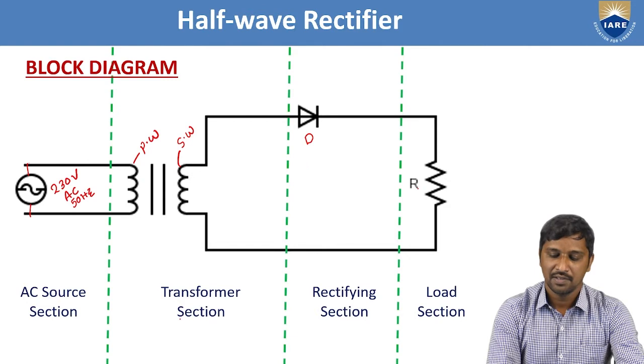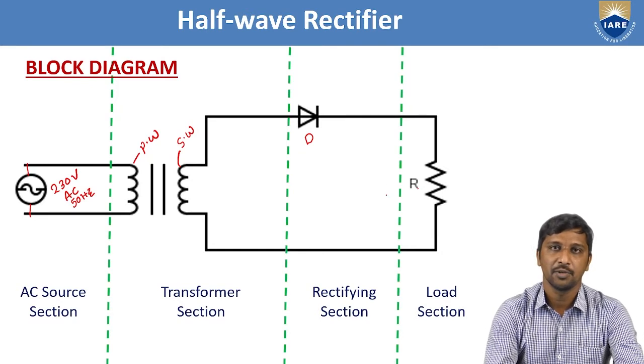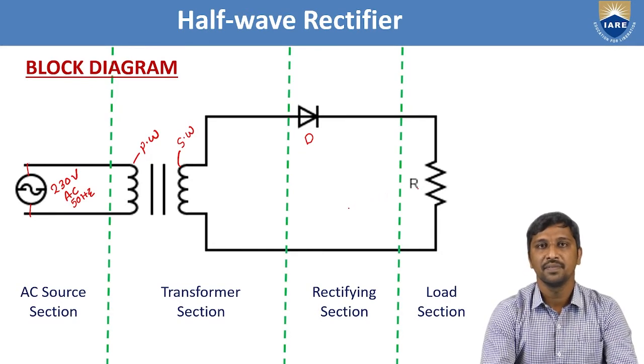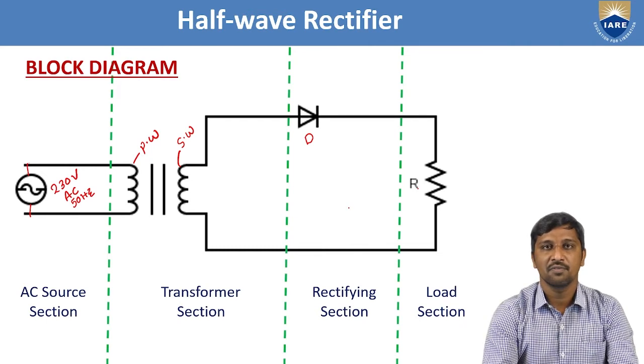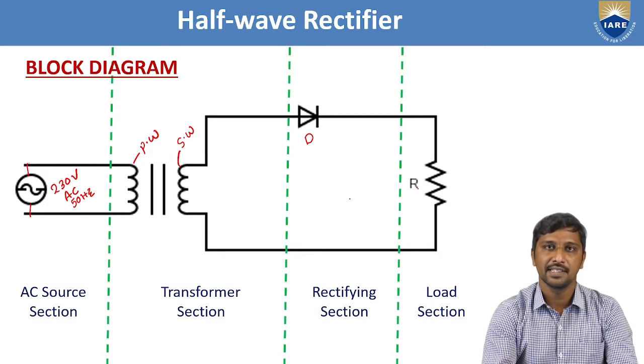So here we have three major sections. One is the transformer section, and by using this diode, we are rectifying. Our main intention is to convert the given analog AC signal to a pulsating DC output.